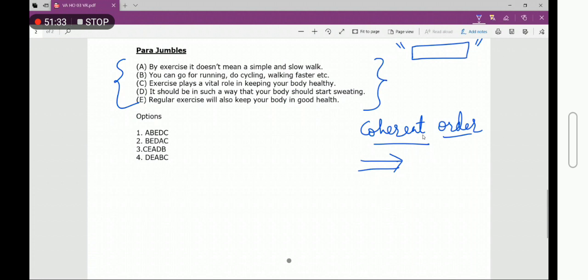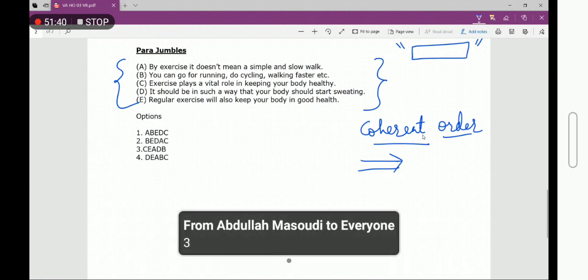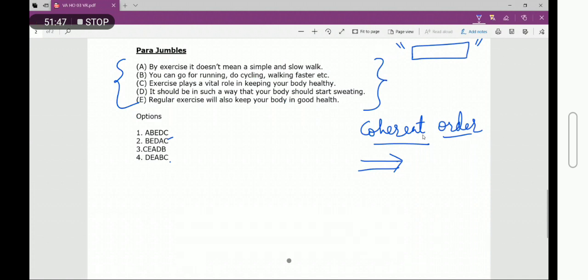Is it BEDAC? Is it first C that will come? Is it first D and then A, and things like that? So just read through these sentences and tell me what the correct sequence is. I have kept a very easy question just so that you understand what the topic is.